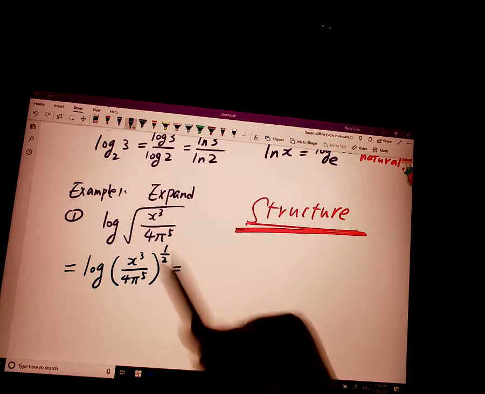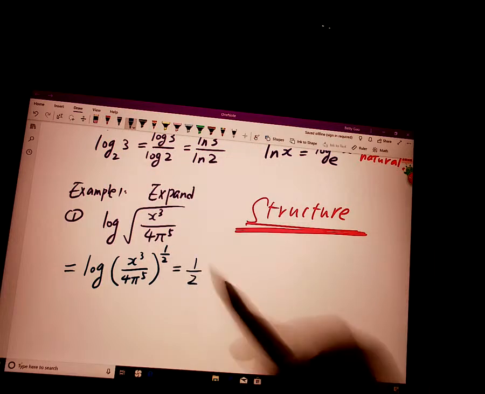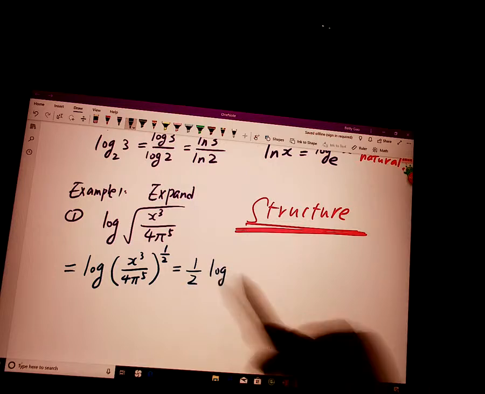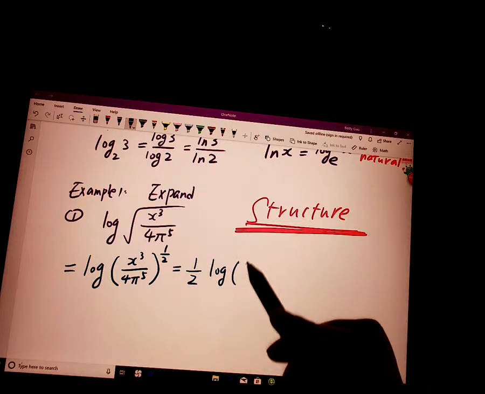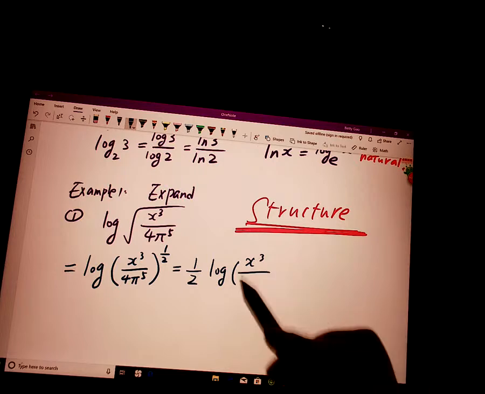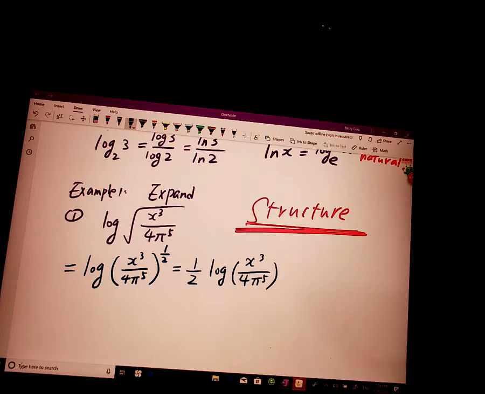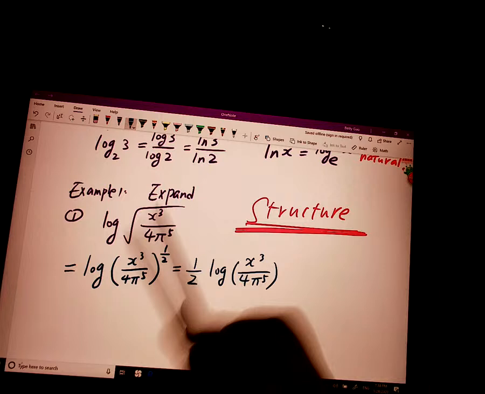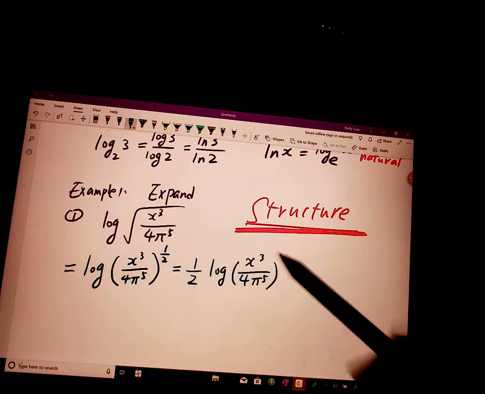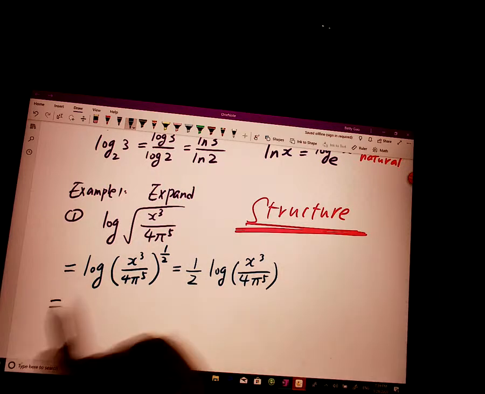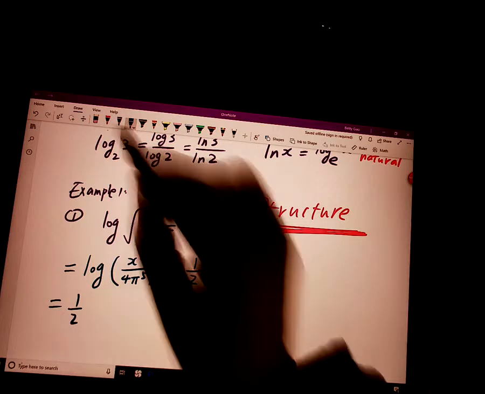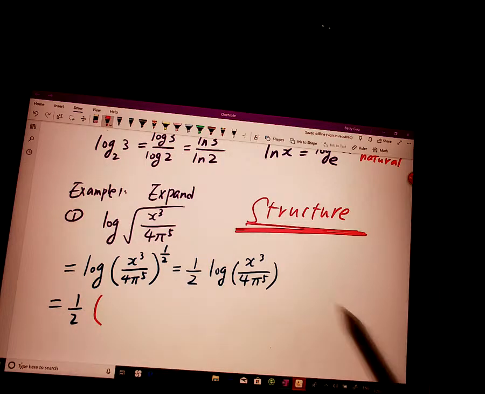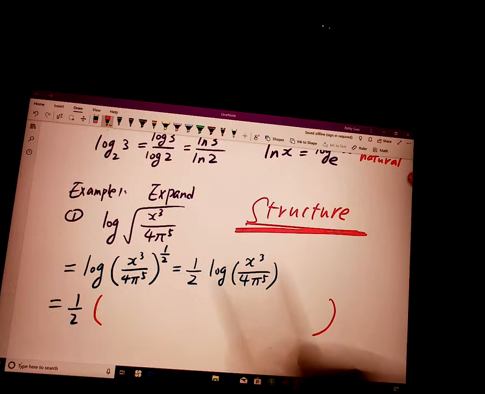We are going to move the exponent half in front, and then we have log of x cubed over 4 pi to the fifth. All right, so that's how we get rid of the half, the square root here. Okay, so I'm going to copy half and then use a red parenthesis to hold whatever the expansion is for this part.